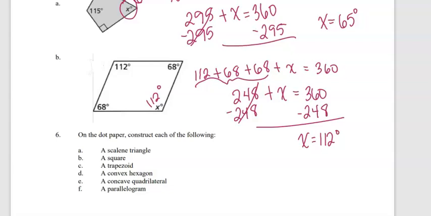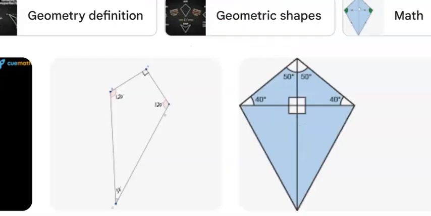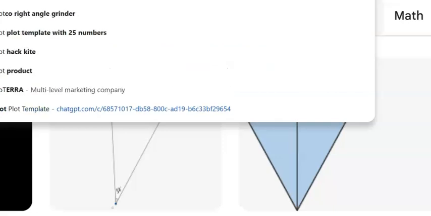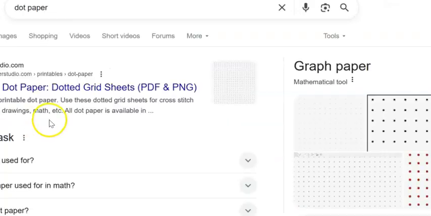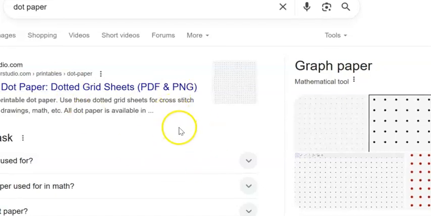Okay, the last thing that we're going to do is some drawings on dot paper. You can go back online, download a PDF of dot paper, and print this for yourself or for your students. But I'm going to show you something else you can do rather than dot paper that can be really fun for your students.